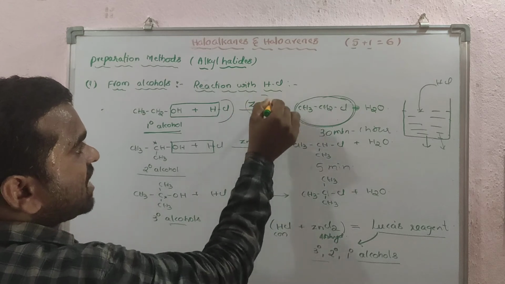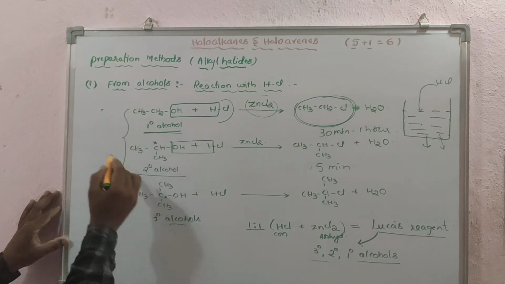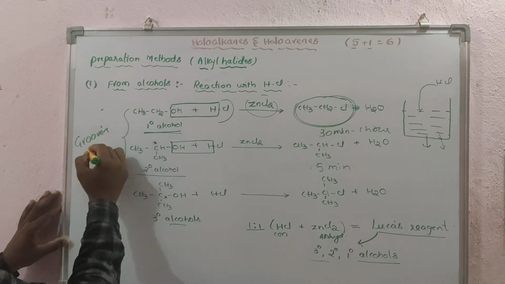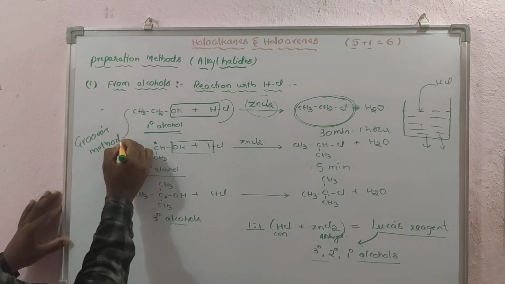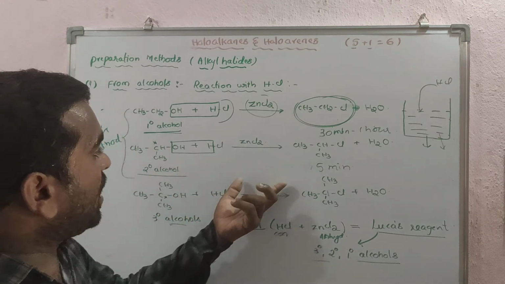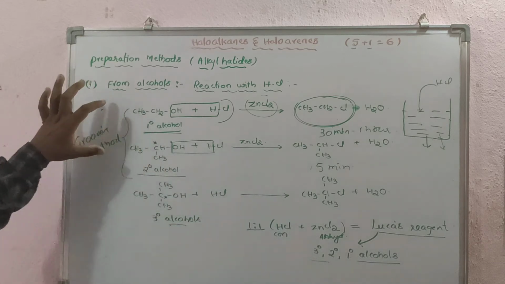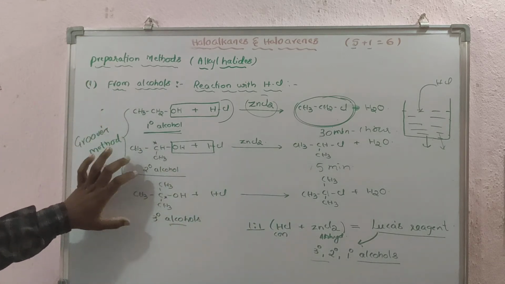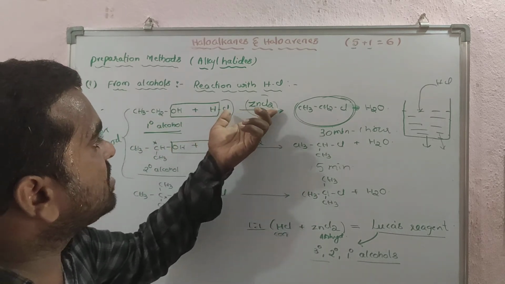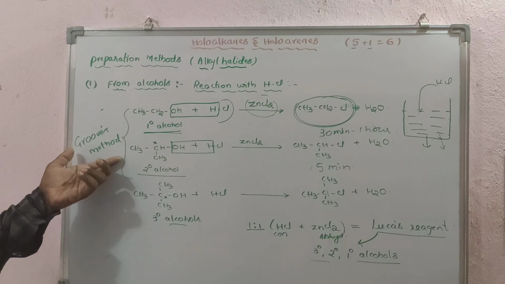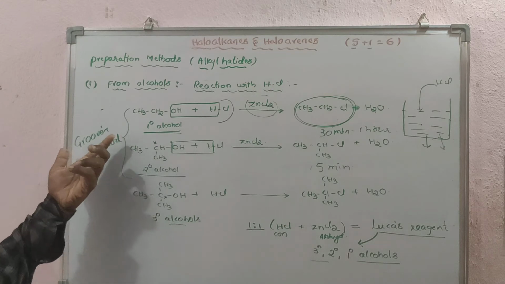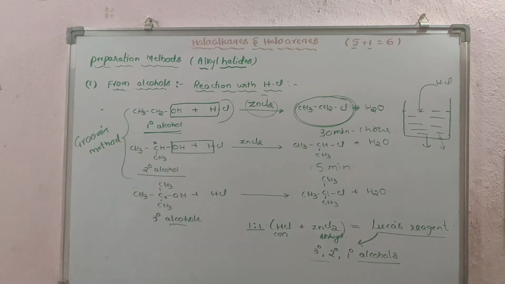This reaction of primary and secondary alcohols with concentrated HCl and ZnCl2, this method we call Groove's method. Why is the other one not? Because we have not used ZnCl2 there. The reaction of alcohols with the Lucas reagent, HCl and ZnCl2, is what we call Groove's method. Clear?